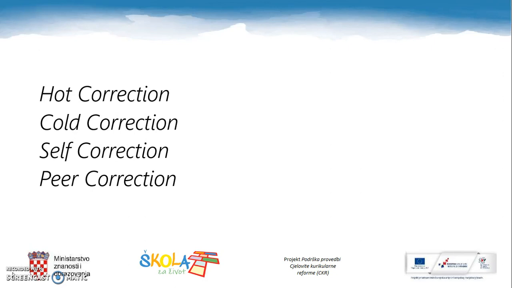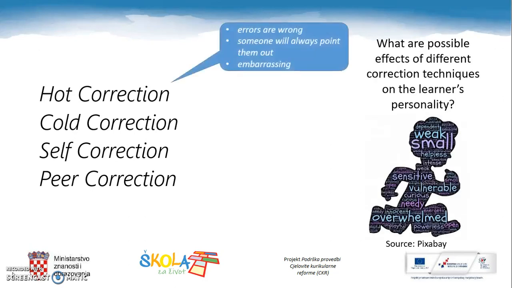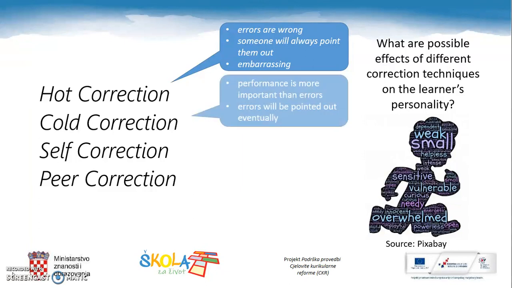How can different correction techniques affect the student's personality? When using hot correction, the student learns that errors are wrong and that there will always be someone to point this out and potentially embarrass them. However, at the same time, when the student comes across another speaker's error, they tend to interrupt and correct them on the spot. From cold correction, the student learns that attempting to perform a task is more important than focusing on errors. However, they also know that there will always be someone to spot the errors and correct them eventually.